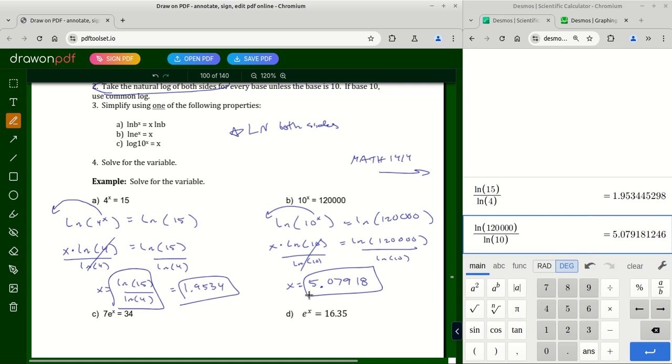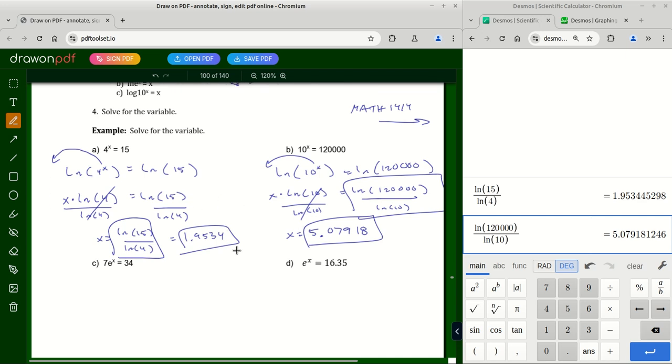Anyways, there we go. So these are the two answers that they're going to want. They want the exact answer as the ln's, and then the x's are there. Same process, though. It's the same process as always. ln both sides, move the x down, divide. There you go. It's like 2 steps, maybe 3 steps.